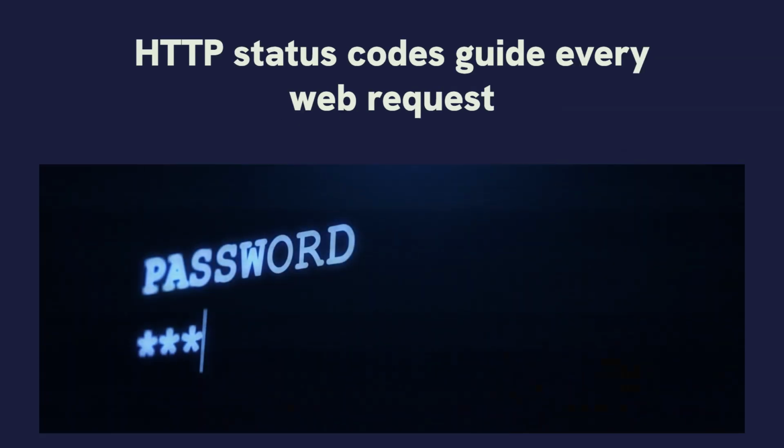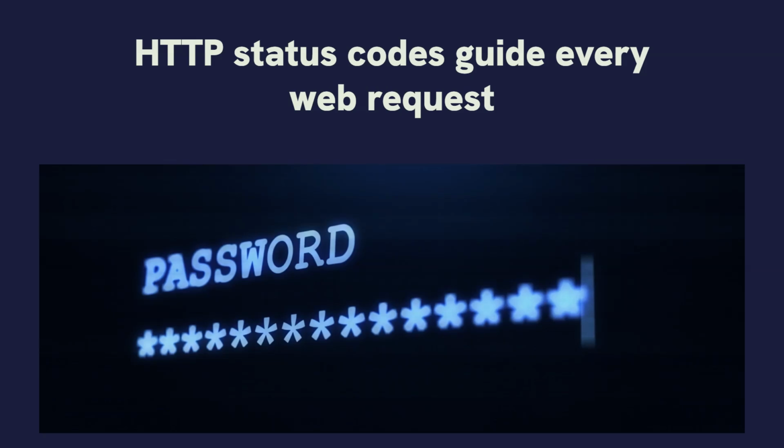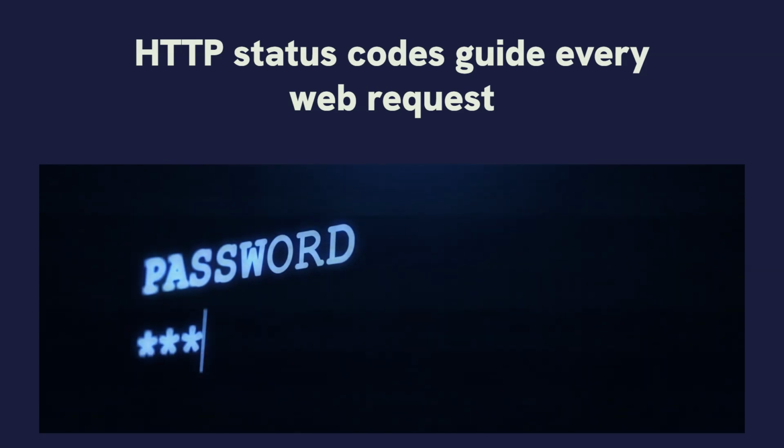At the core of every web request, an HTTP status code acts like a traffic signal, guiding the journey from your browser or API call to a destination on the internet. But what do these numbers really mean? And how can understanding them transform the way you develop, debug, and deploy applications?